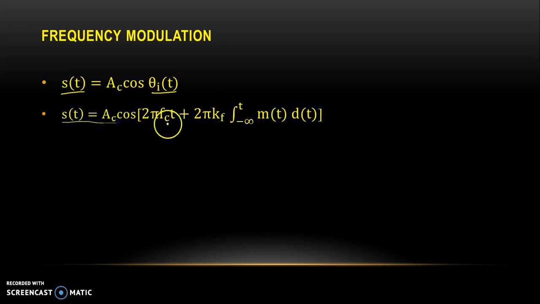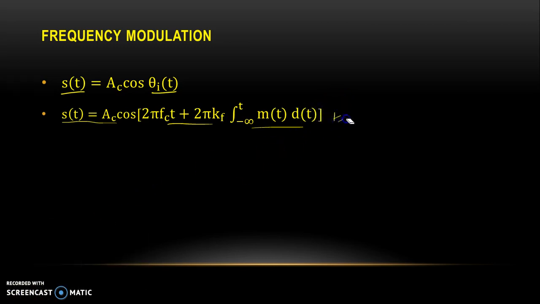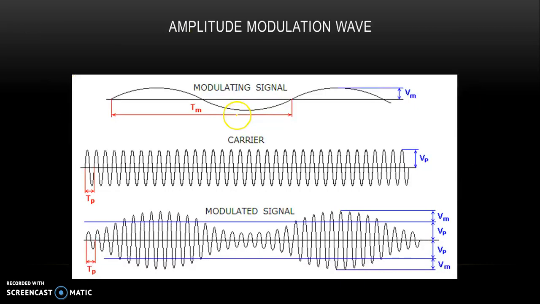So what this equation is basically representing is the standard equation of a frequency modulated wave. An FM wave is formed by using this type of equation. It's the mathematical representation of a frequency modulated wave.